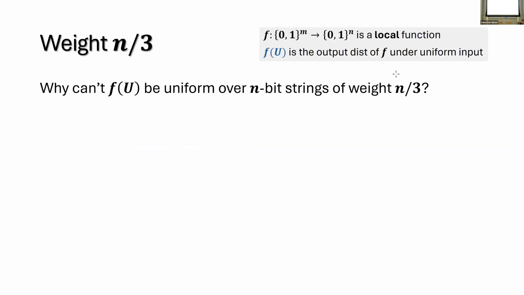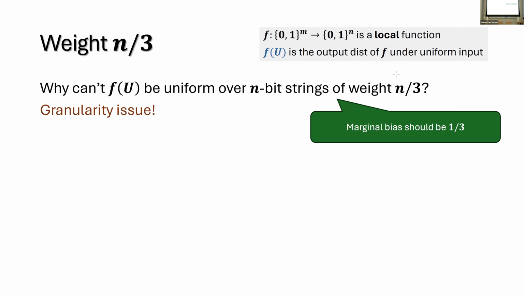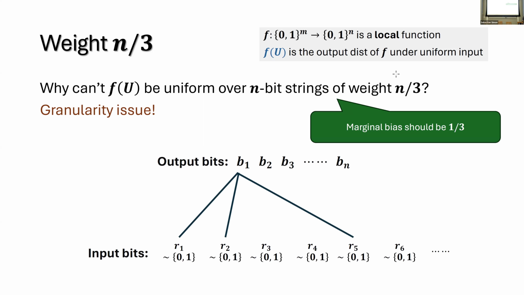Okay, the first distribution is Hamming weight exactly n over 3. Because I presented the results we have, we know this cannot be generated using local computation. But why is that? The key observation here is to explore this granularity issue. We are given unbiased coins. How can we produce a third? If you can generate this distribution, then each individual output bit needs to be a third biased, because this is like an expectation. However, the inputs are unbiased coins.